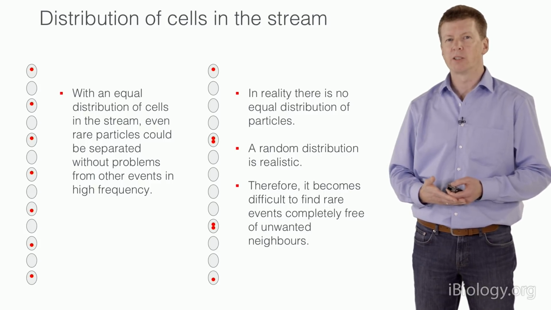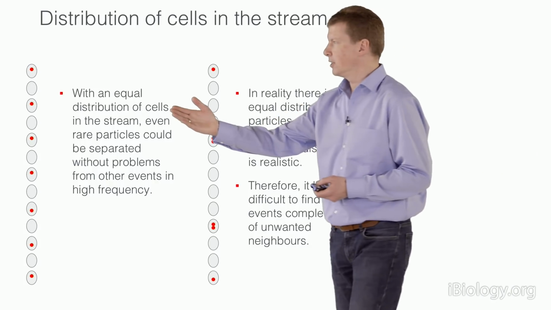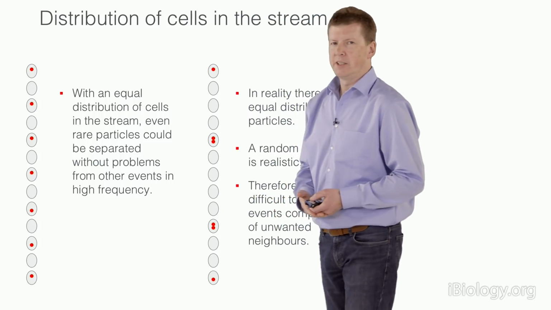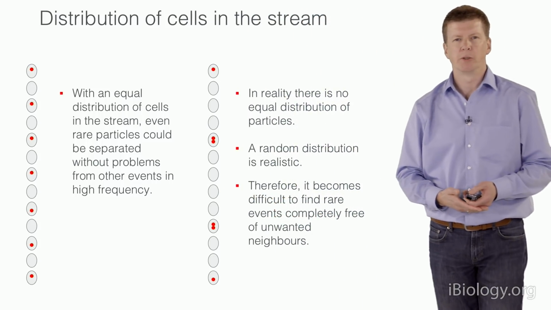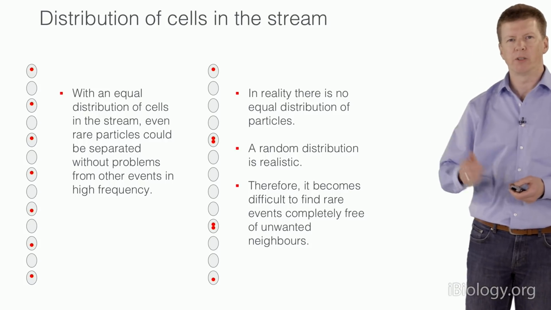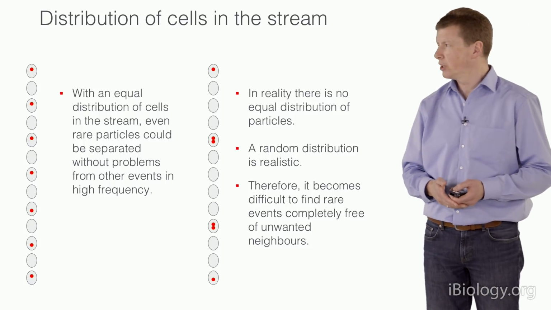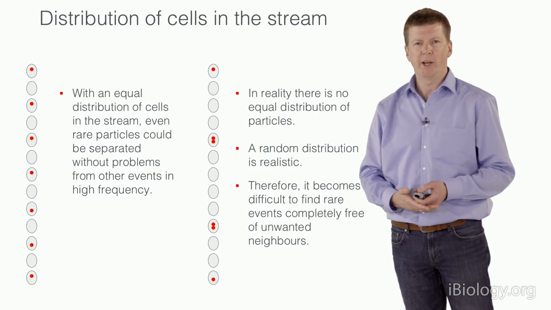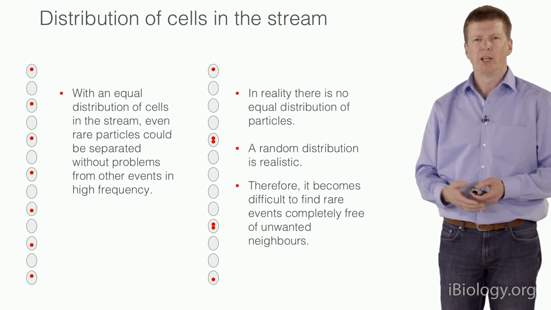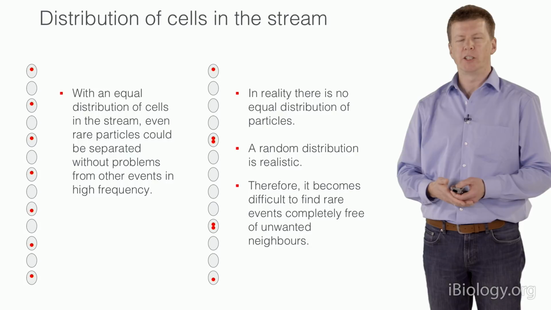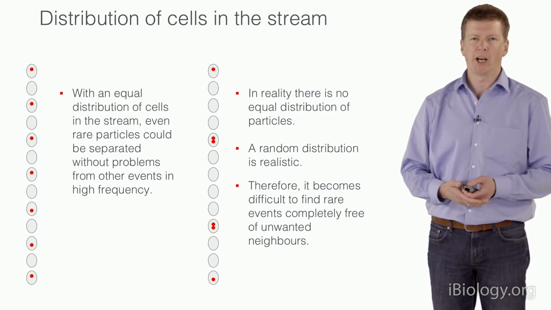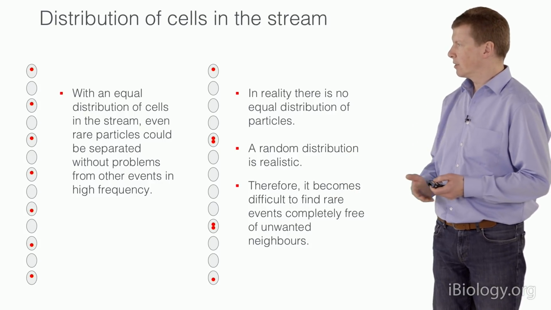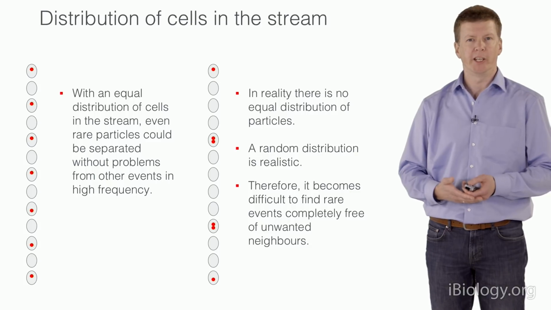This is because we don't get an equal distribution of our cells inside the stream, like in this ideal situation. In this situation, we would have no problems discriminating rare cells and sorting them out very efficiently. Unfortunately, reality looks a little bit different. We have a more or less random distribution of the cells inside the stream, and therefore also quite a high possibility that two cells match up in one drop. Therefore, it is difficult to ensure that rare cells are completely free of unwanted contaminating neighbors.